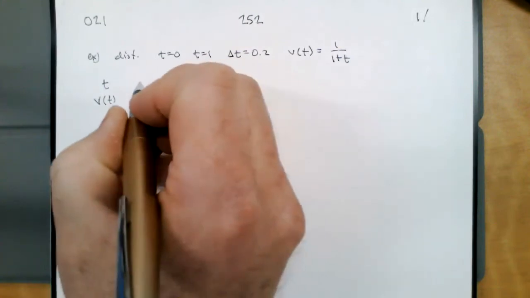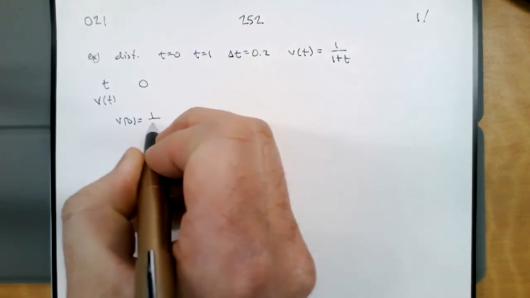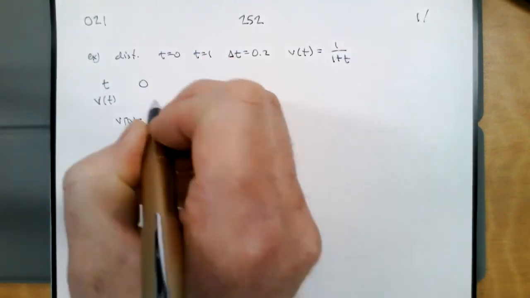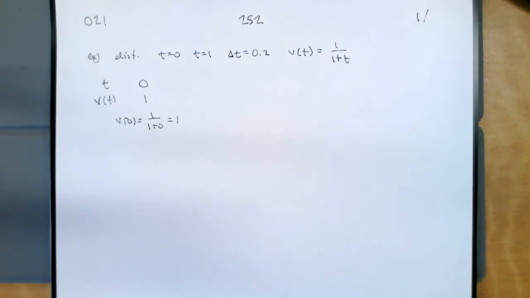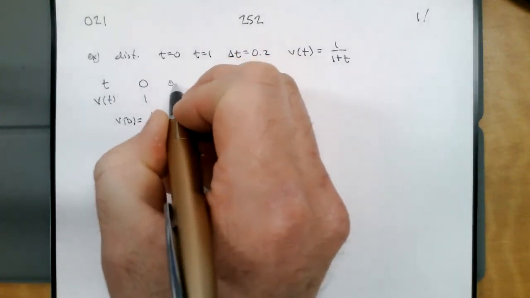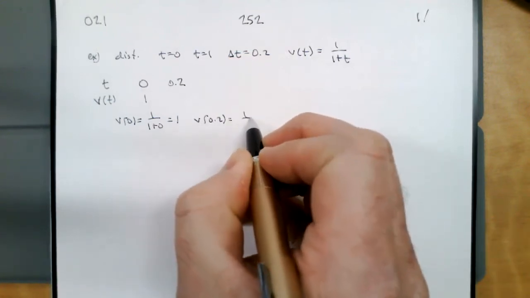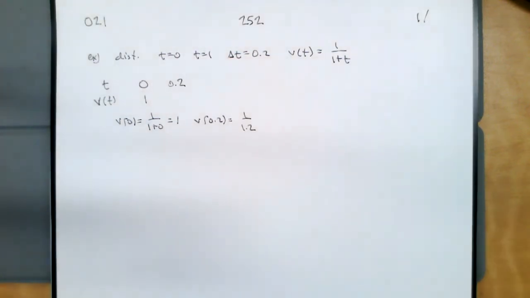So we'll start off with t equals 0. And when t equals 0, v of 0 is 1 over 1 plus 0, or 1. I'm just going to go through and evaluate the function 6 times, because a delta t of 0.2 from 0 to 1 will give us 5 intervals. So when t is equal to 0.2, v of 0.2 is 1 over 1.2, so it's 5/6.